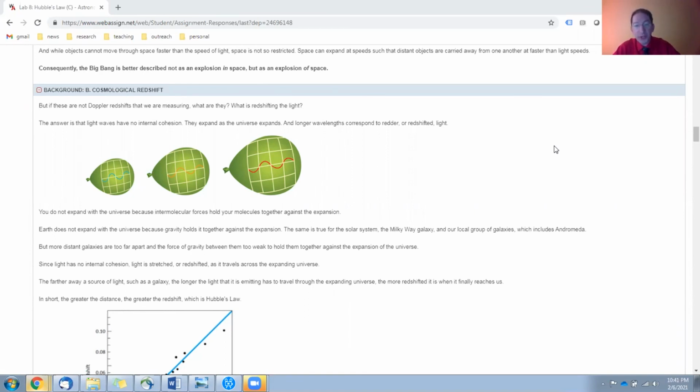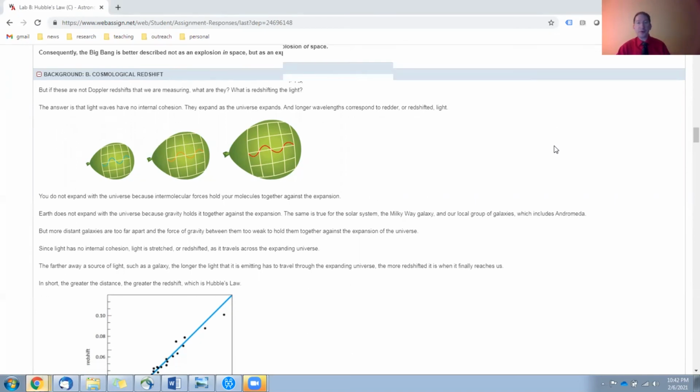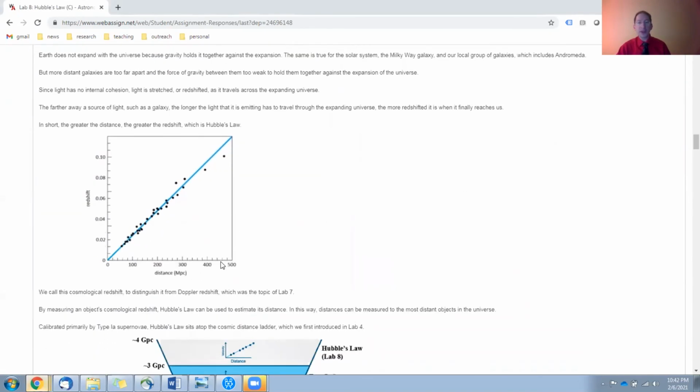Since light has no internal cohesion, as the universe expands, it gets stretched out. And the longer the light travels through the universe, the more stretched it gets. So the more distant the object, the longer the light has to travel, the more redshifted it is by the time it gets to us. And that is, after all, Hubble's law. The greater the distance, the greater the redshift that we measure.